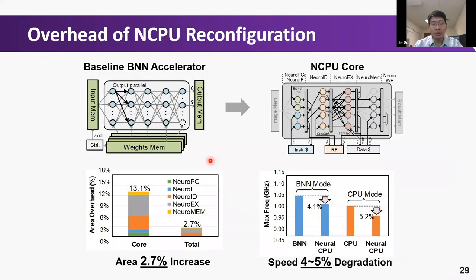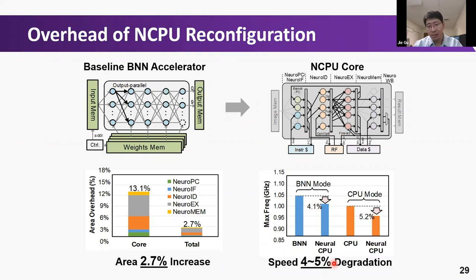I think the first question we should ask is how much overhead we have to pay to establish this kind of reconfigurability. So here I'm showing the overhead in area and speed. In area, because our baseline is a BN accelerator, overall we have a 2.7% increase of area because of the additional logic we add to support the CPU operation. In speed, again because of the additional logic, speed is degraded by about 4 to 5%.